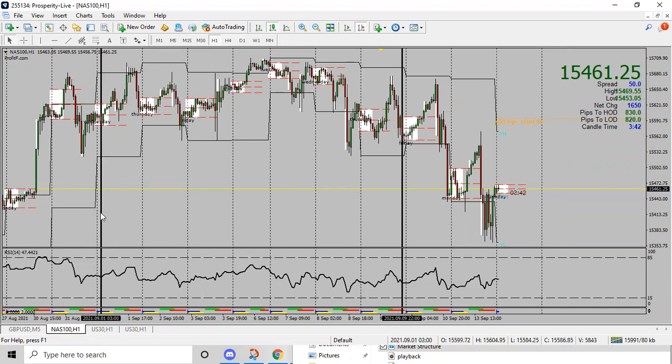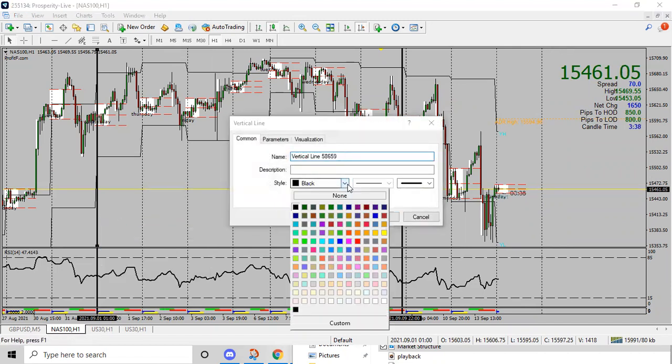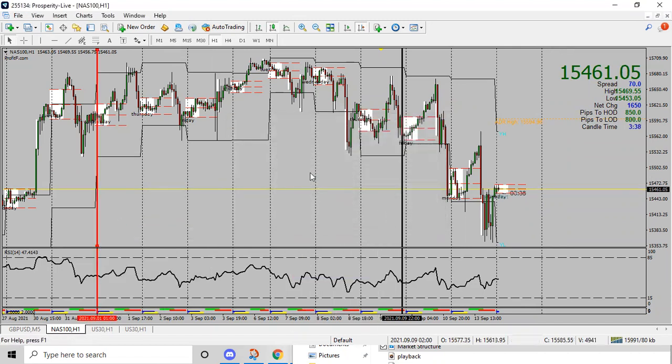Very, very easy. We can see right here, we'll make this red for the monthly, and black will be for weekly, okay? So that was the start of new month, going from August to September.